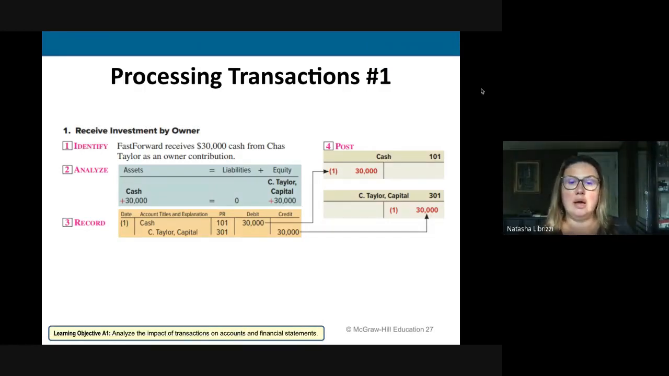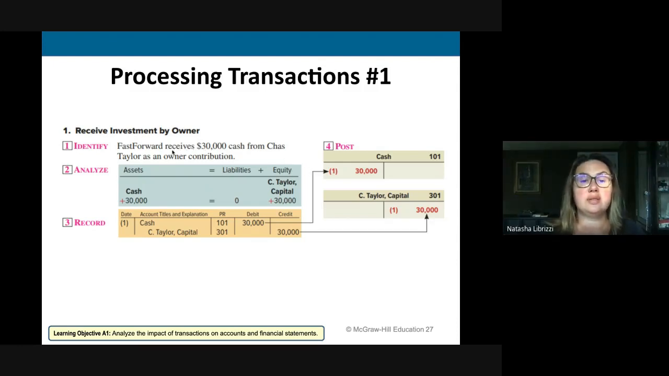Again, I highly recommend using a notebook and a pen just to follow along to make sure you understand how it works. After a while, you'll see a lot of transactions might be repeating themselves through the homework. Practice makes perfect. So we're going to go through the 4-step process as described before: identify, analyze, record, and post each transaction.